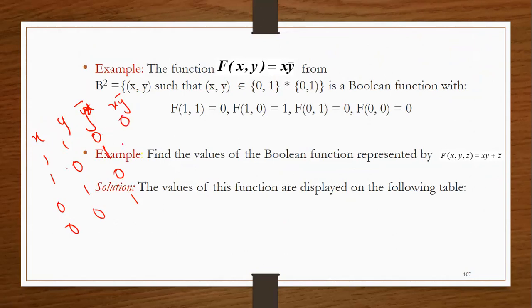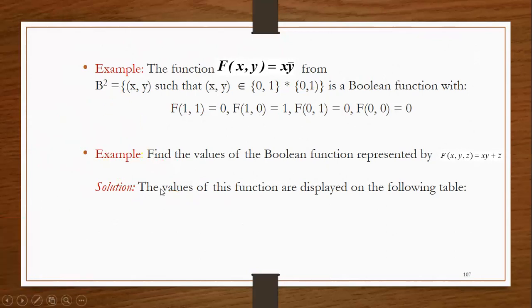1 0 will give you 0. 1 1 will give you 1. Again 0 0. So here what is B square? X comma y such that x comma y belongs to either 0 comma 1 product 0 comma 1. So f of 1 comma 1 x comma y is equal to what? 0. F of 1 comma 0 is 1, and you can see the rest over here. I have mentioned it over here.